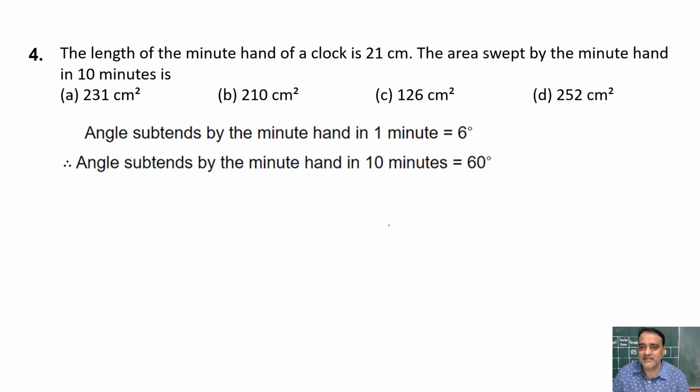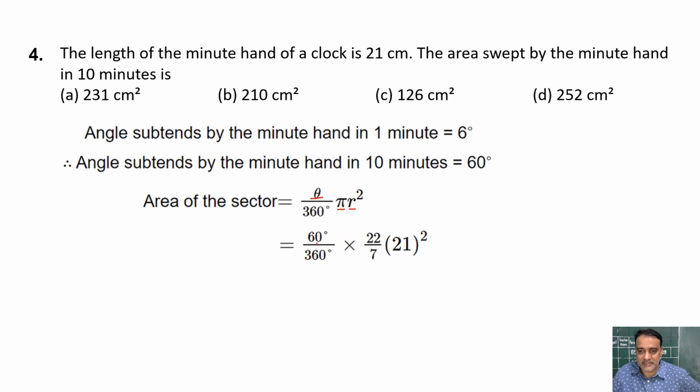Theta upon 360 into pi r square. Very good. Theta upon 360 into pi r square. The value of theta is 60, pi is 22 by 7 and r is the length of the minute hand, that is 21 centimeter. So सबको substitute करनी है.